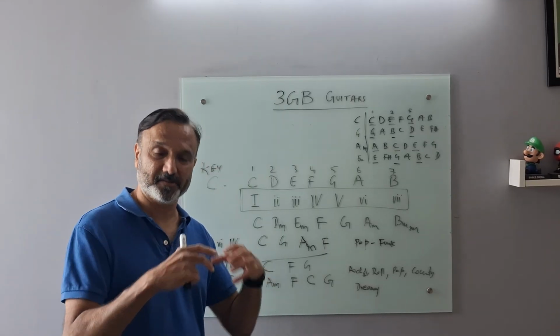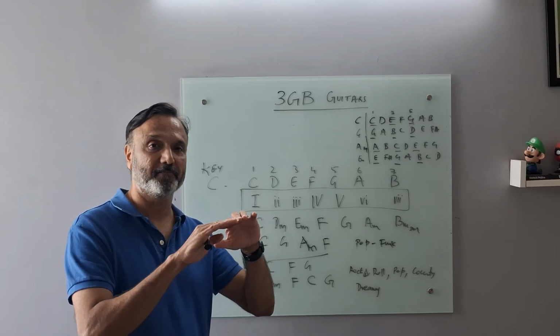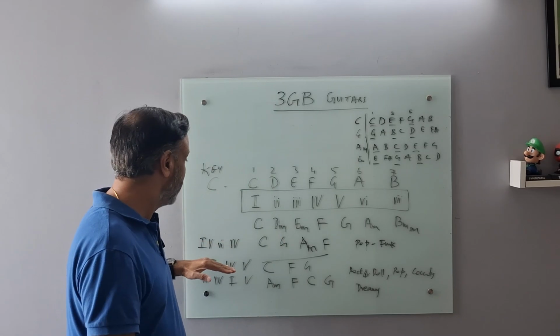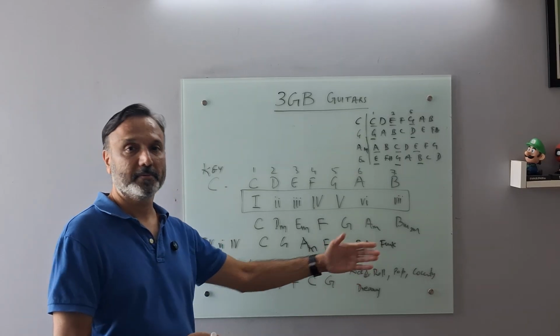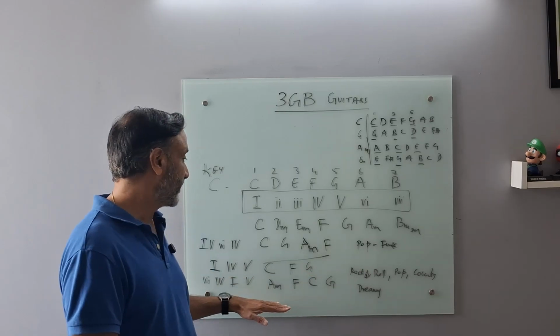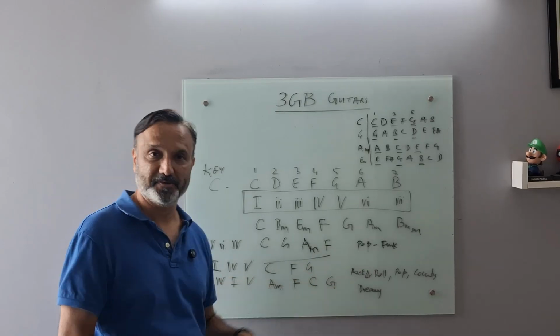And so when you play the chords in this particular progression, they are part of the backbone of the song. So when you have songs in the key of C, for example, if you want to play rock and roll, pop, or a country kind of song, you can use a combination of C, F, G. Same way, if you want to play a rock ballad, A minor, F, C, G.